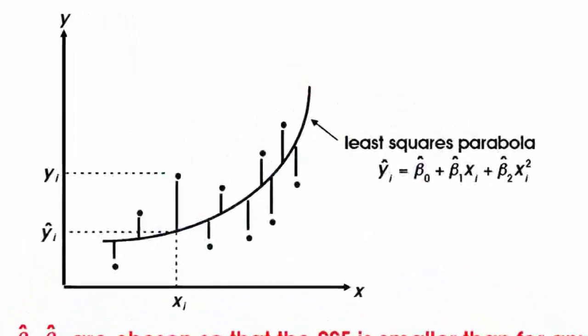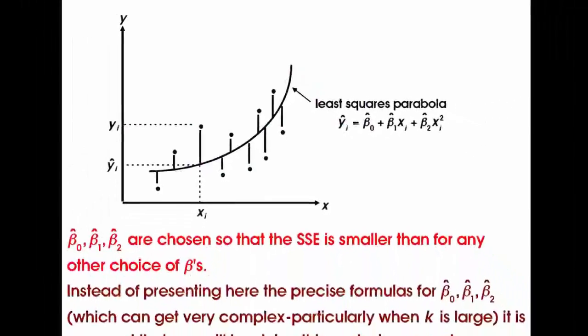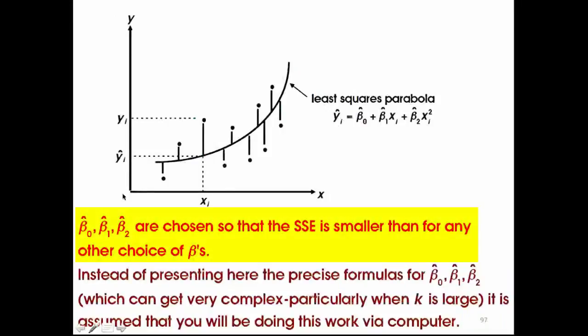So here we have the least squares parabola. Notice that by putting in this square term, we allow the function to not necessarily be a straight line. It now has the ability to curve or to change. And we're going to choose the betas for this model, beta naught, beta 1, and beta 2, in such a way that the error sum of squares is smaller than it could possibly be for any other choice of betas. But instead of presenting precise formulas for beta naught, beta 1, beta 2, which can get very complex, especially if k is large, we're going to assume that you're doing this work by computer.